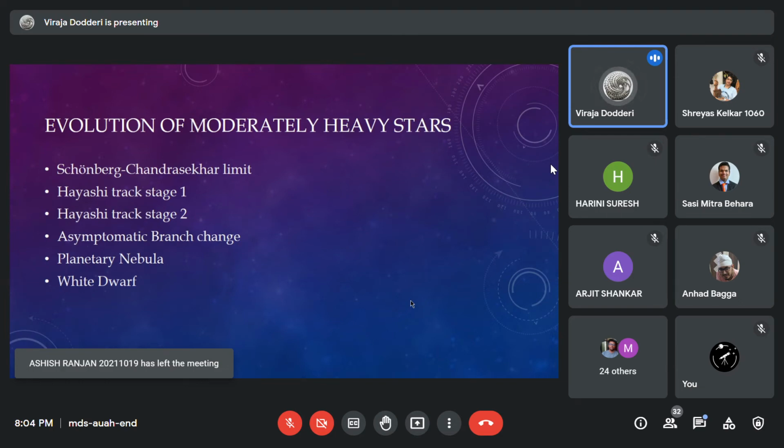Basically, the shell burning law says that if the core contracts, then the outer layers around the core expand, and if the core expands, the outer layers around the core contract.